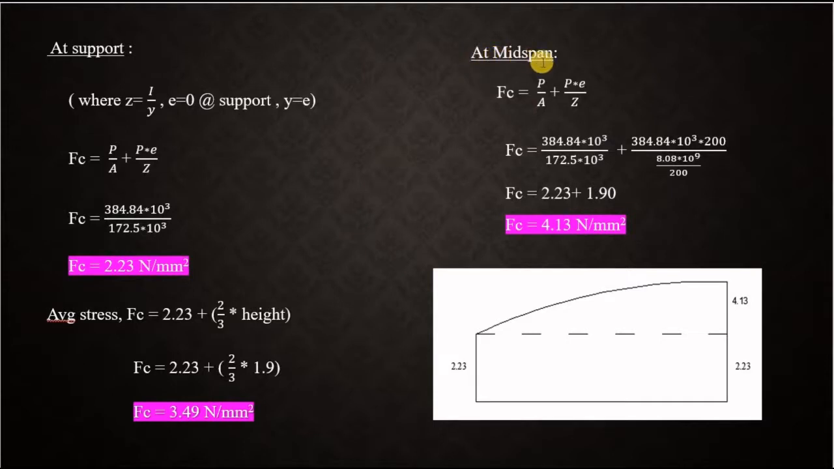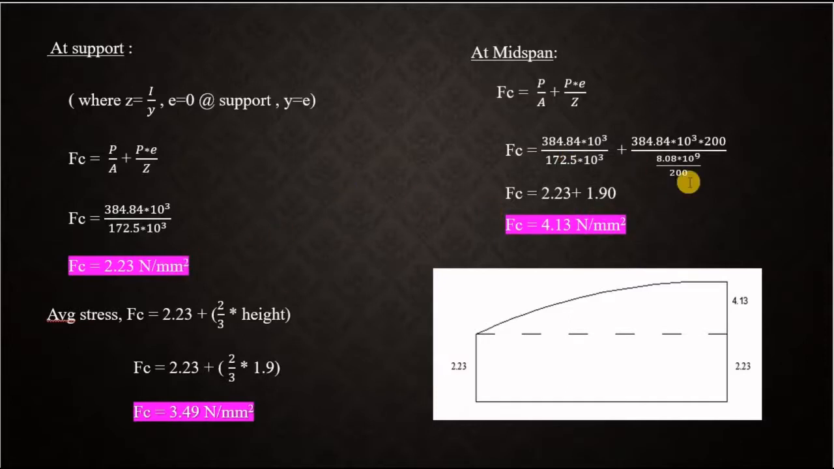If we go for the mid span, the Fc formula will be the same, but we should focus on the E value. At the mid span, in the question itself they have given eccentricity as 200. So instead of E, substitute 200, and Z is I by Y. I value we know. Now Y is equal to E, so substitute it as 200. We'll get Fc as 4.13 Newton per mm square.